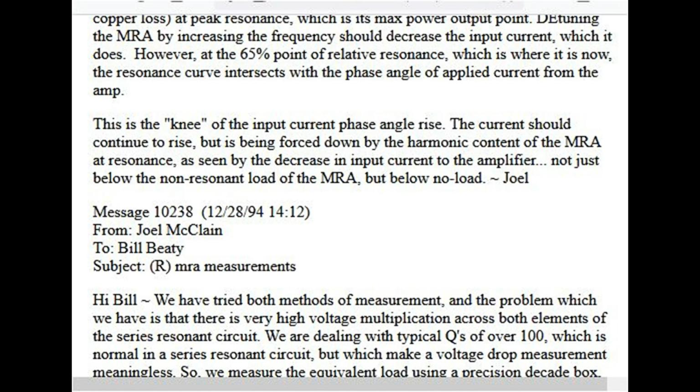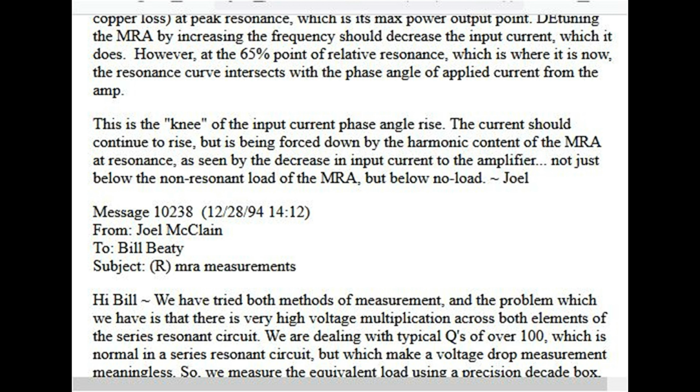Detuning the MRA by increasing the frequency should decrease the input current, which it does. However, at the 65% point of relative resonance, which is where it is now, the resonance curve intersects with the phase angle of applied current from the amp. This is the knee of the input current phase angle rise. The current should continue to rise, but is being forced down by the harmonic content of the MRA at resonance, as seen by the decrease in input current to the amplifier, not just below the non-resonant load of the MRA, but below no load. Joel.